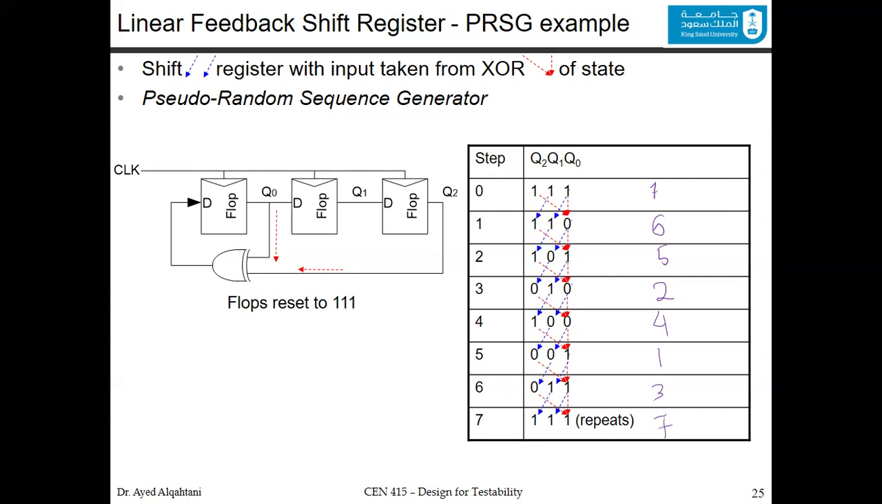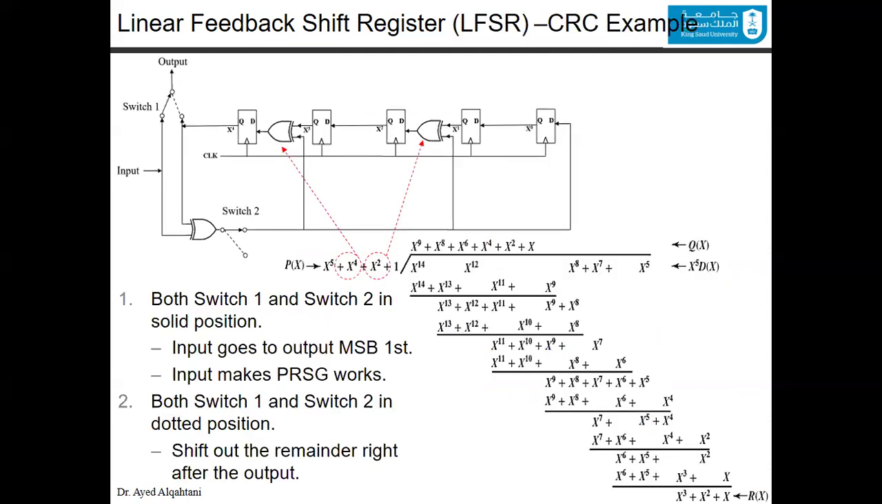I want to give you another example. It's called the CRC checksum. It's actually for detecting errors more than generating a random number, but it uses a similar idea. You have here 5 inputs or 5 flip-flops. It could be represented as a polynomial this way. So the hardware could be generated using a polynomial.